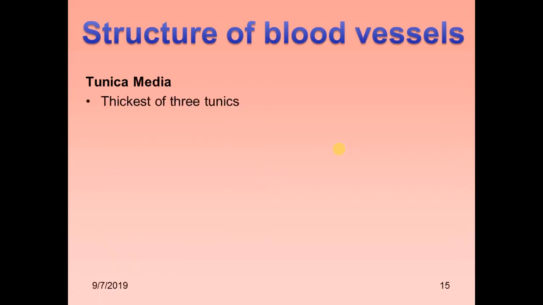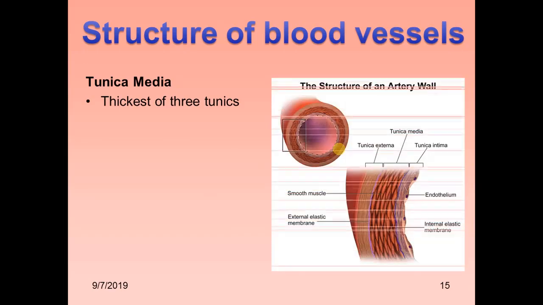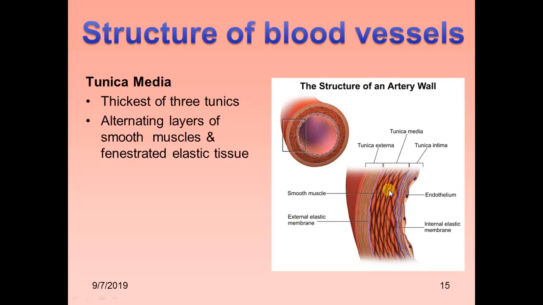Tunica media is the thickest of all the three coats, or tunics as we call them. Here you are able to see the tunica media mainly consists of smooth muscle fibers. In between the smooth muscle fibers, you also see elastic fibers. The distribution of smooth muscle fibers and elastic fibers differs with the size of the artery, from large artery to medium sized or muscular artery. And of course, definitely in veins, there is a difference in the smooth muscle fibers.